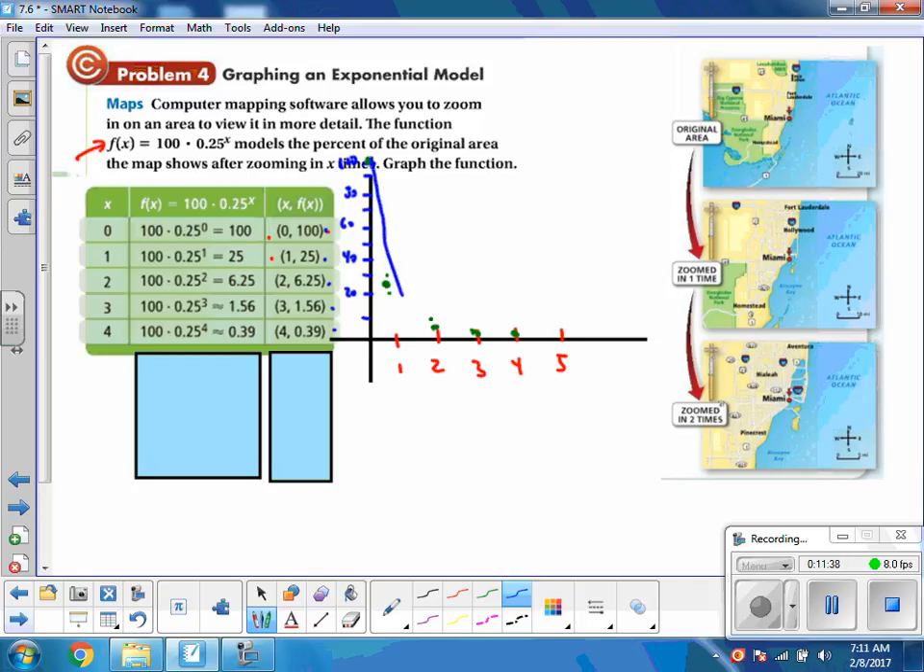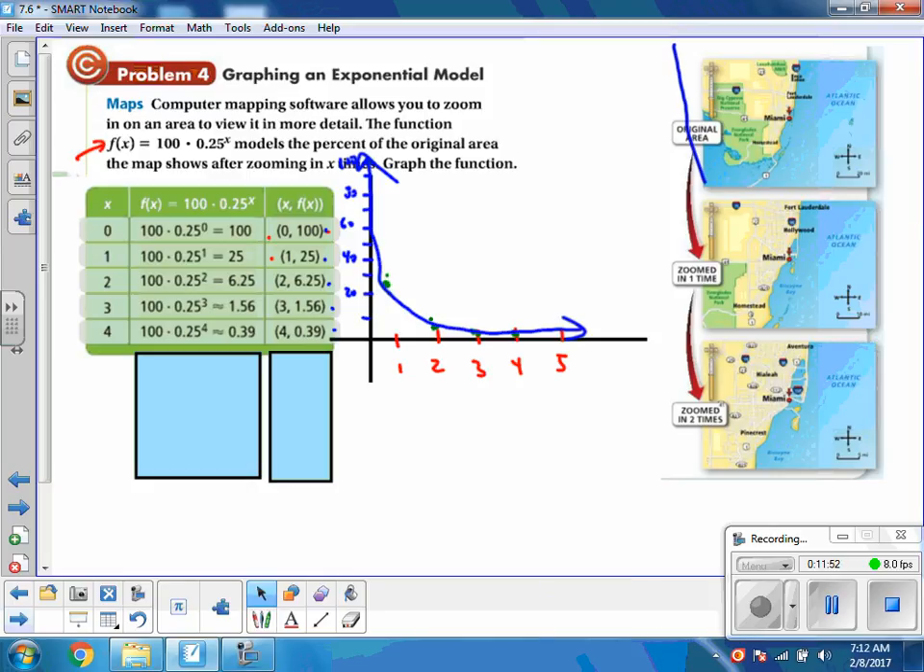looks like, oh, not that. Looks like this. Yes. And that's why I really want to encourage you to use pencil for this kind of stuff. So take a look at it.